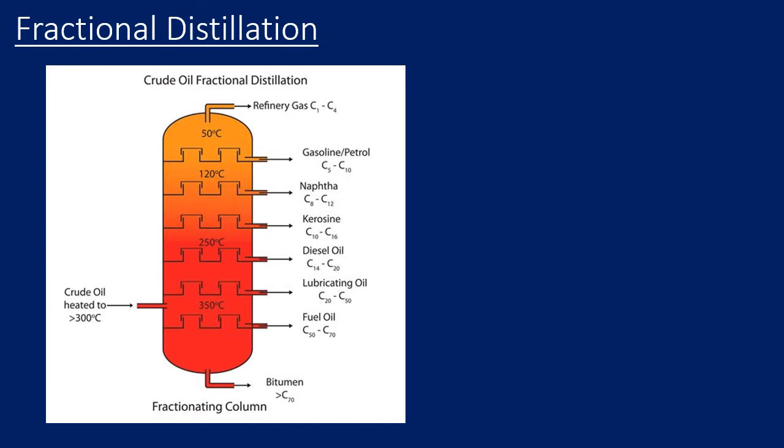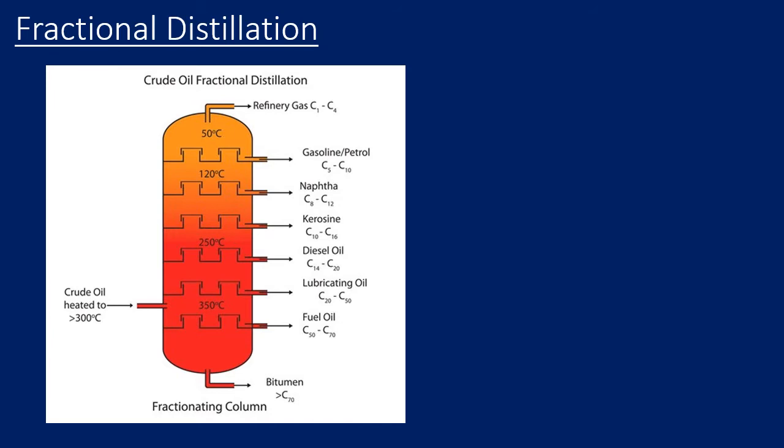So we've got lots and lots of different hydrocarbons of varying chain length. You can see that the chain lengths can vary from 1, which would be CH4, all the way up to long chain lengths above 70. So you've got quite a mixture there. And fractional distillation is used to separate out that mixture based upon the boiling point.